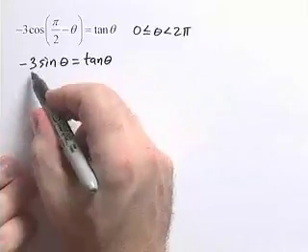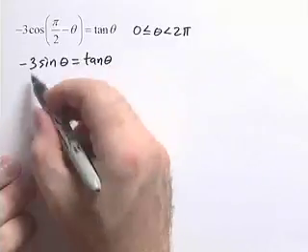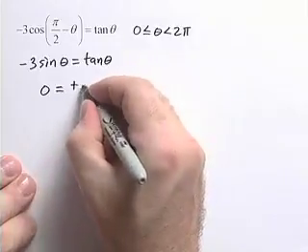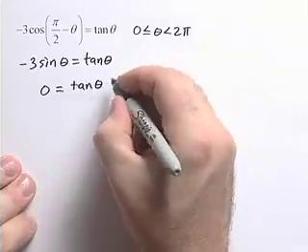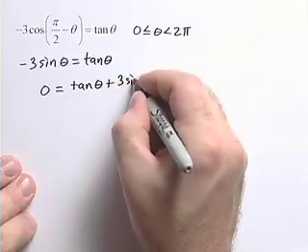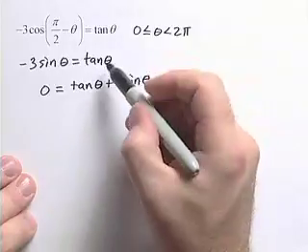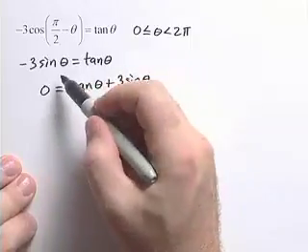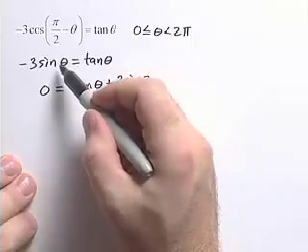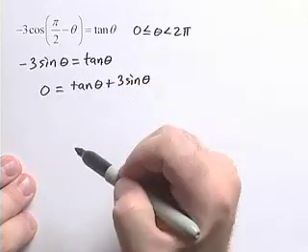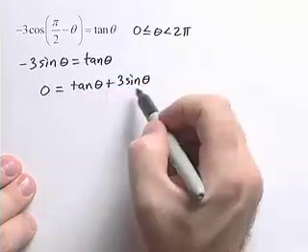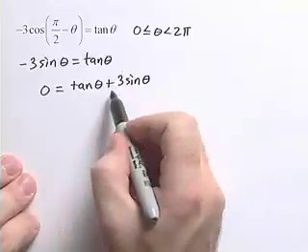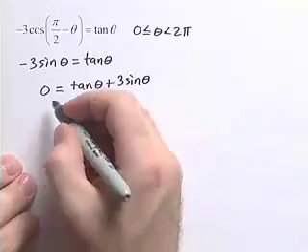Next, we're going to bring the negative 3 sine theta to the other side, so we'll get a 0 on the left. We'll have 0 is equal to tangent of theta plus 3 sine theta. Now, even though we know tangent is sine over cosine, we need to resist the temptation to just divide by sine, because the sine value can actually be 0, and we don't want to divide by 0. So we're going to add 3 sine theta to both sides. So here we have 0 equals tangent theta plus 3 sine theta.